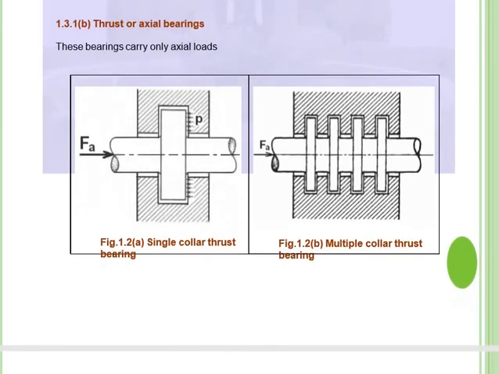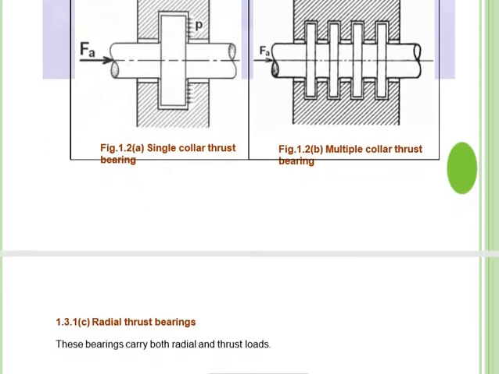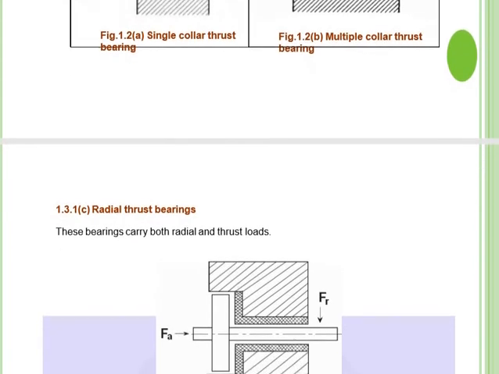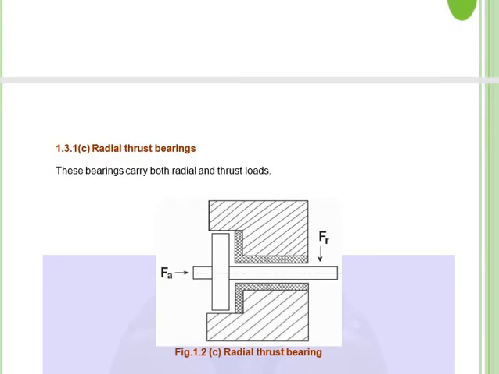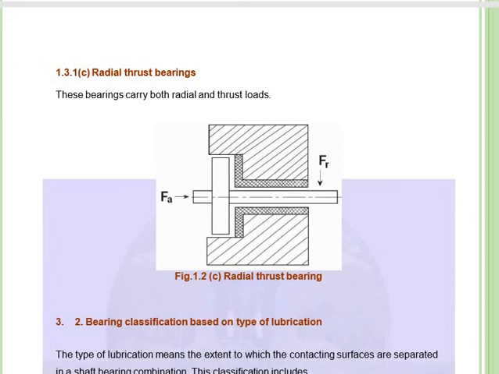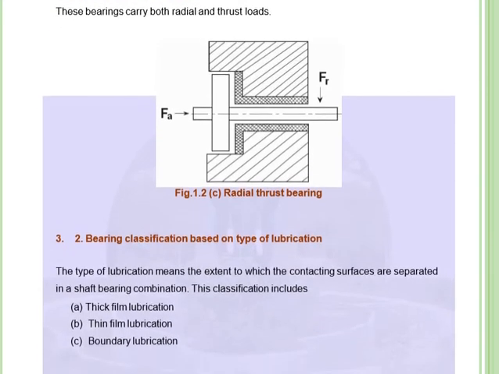Another thing we can see is radial thrust bearings. In radial thrust bearings, radial load and axial force will be there. I told you the classification earlier, very clearly. At the same time the shaft is rotating, one force is acting, that is FA, the axial load. Another load acts on that shaft, that is the radial force. That is how the forces act on radial thrust bearings.